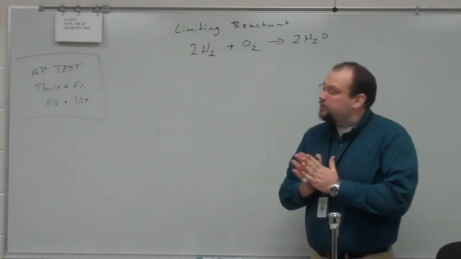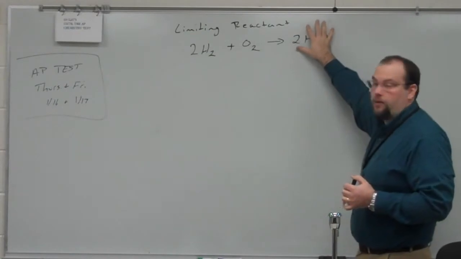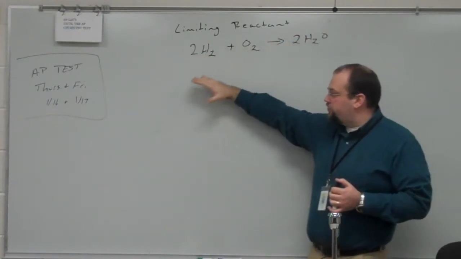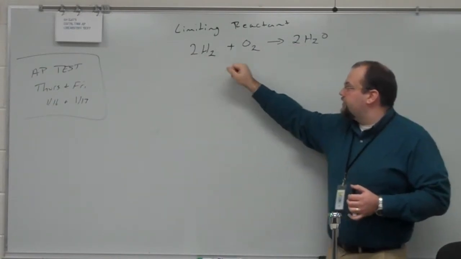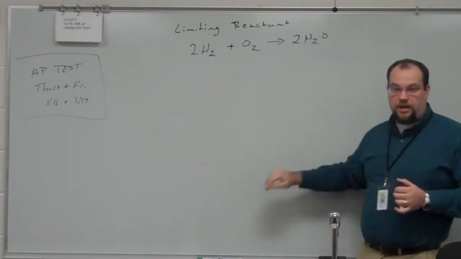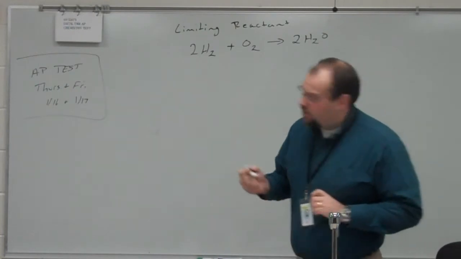To find the limiting reactant, we essentially have to calculate how much product will form given each reactant. So we'll be doing two stoichiometric equations. In this case, we'll be doing one for hydrogen and one for oxygen, and we'll figure out which one runs out first. In order to do that, we need a couple of givens.